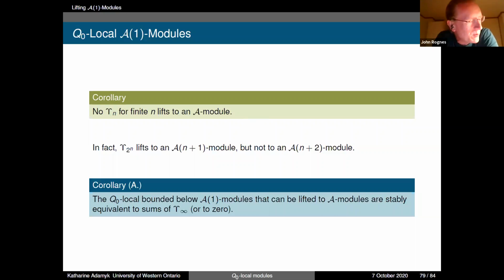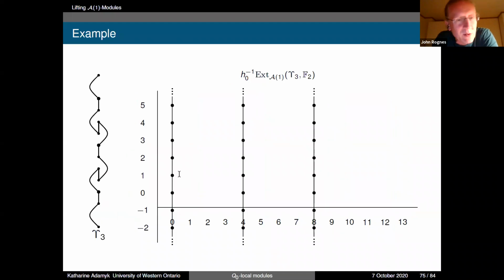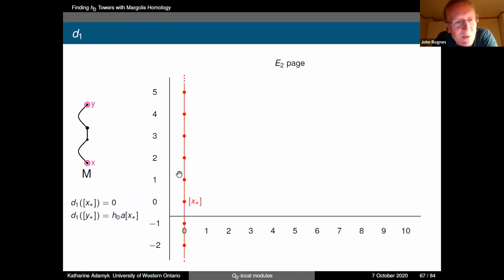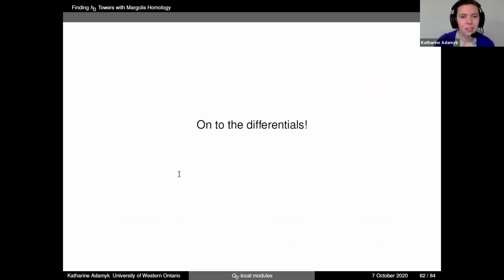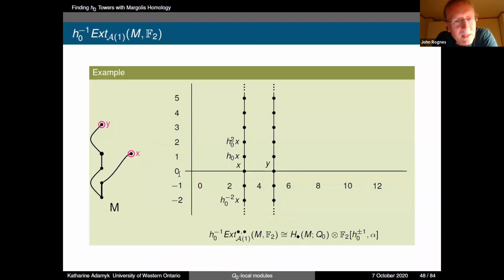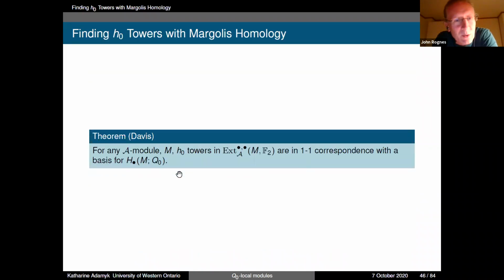I wanted to ask about the theorem. You mentioned a theorem by Davis. There's also a paper by Peter May and Jim Milgram which I think says roughly the same thing. Is there a difference? I think they're saying that in the H0 towers, the differentials are the Bockstein differentials.